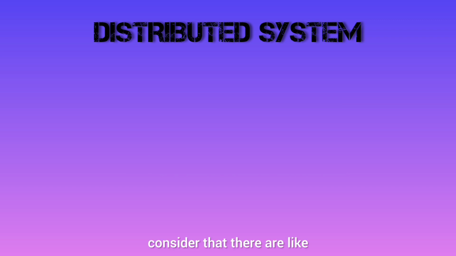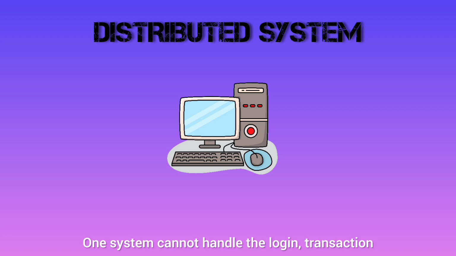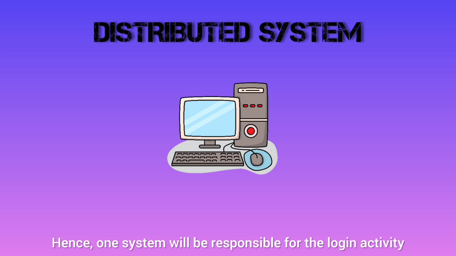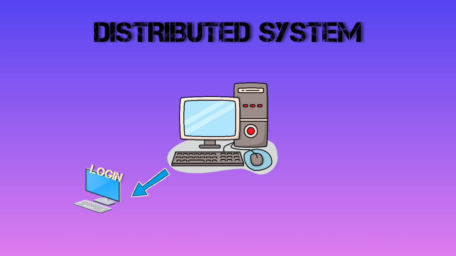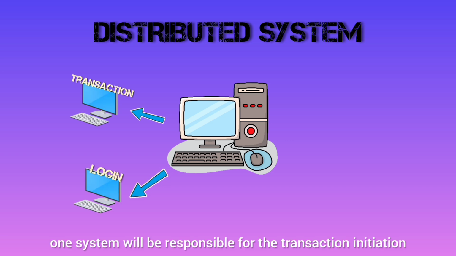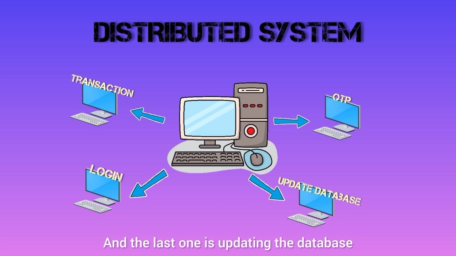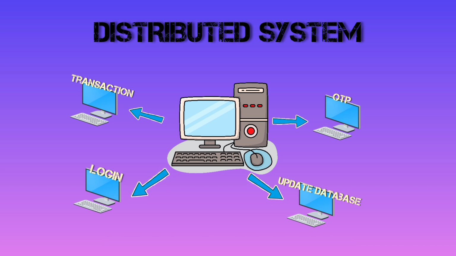So consider that there are thousands or millions of requests. One system cannot handle the login, transaction, OTP, and update everything single-handedly. Hence, one system will be responsible for the login activity, one system will be responsible for the transaction initiation, another system will validate the OTP, and the last one is updating the database. So this is how the distributed system works.